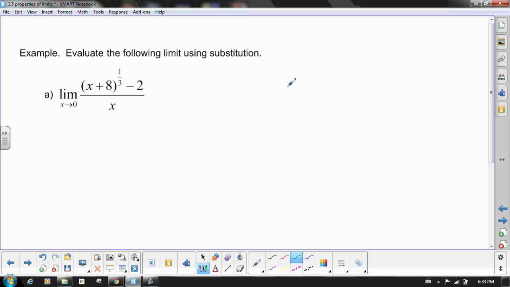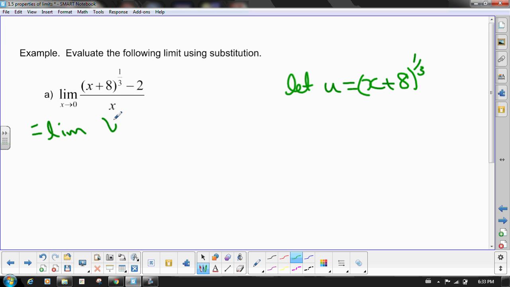So I'm going to let u represent x plus 8 to the power of 1 over 3. So I'm going to sort of start subbing in as I go. I'm changing all the x's to u's. So instead of having x plus 8 to the 1/3, I'm going to have u minus 2. You'll notice I didn't write the limit as x approaches 0 because it's not going to be x we're evaluating, it's going to be u.